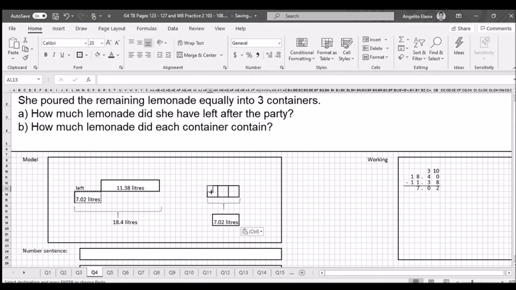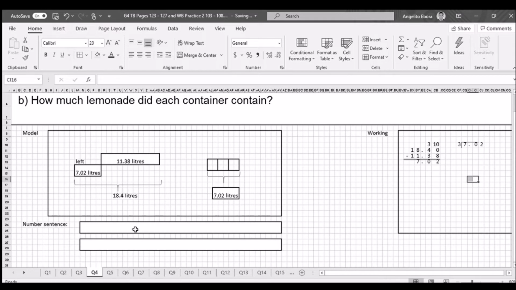How do we know each container here? Okay, so all we have to do is to divide this by 1, 2, 3. So every time we get the number of each item in each group, we just have to divide it. Okay, so 7.02 divided by 3. Oh, we forgot to write our number sentence here. It should be the number sentence before doing this.